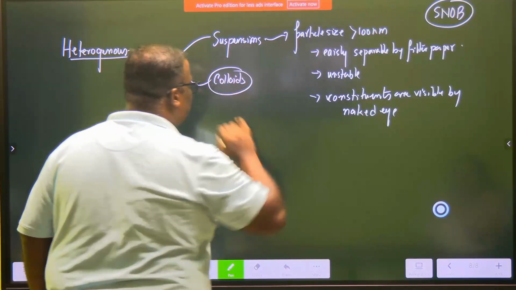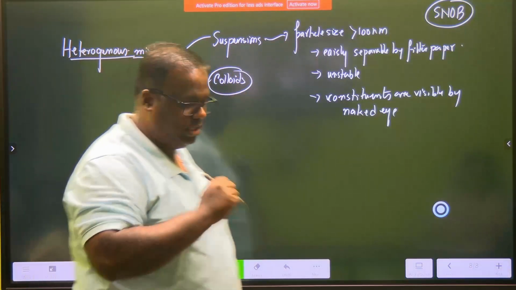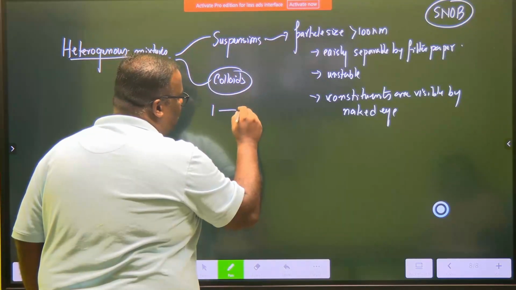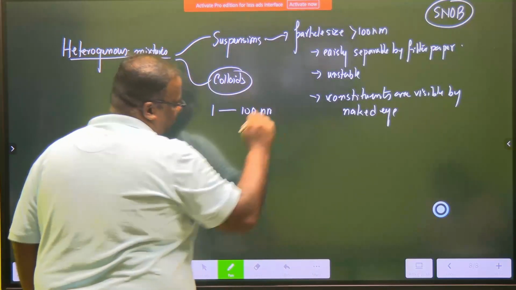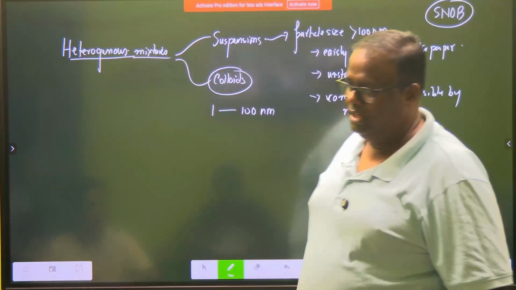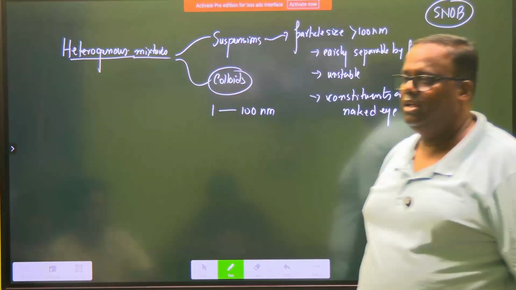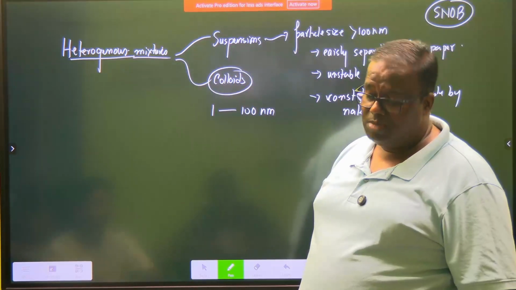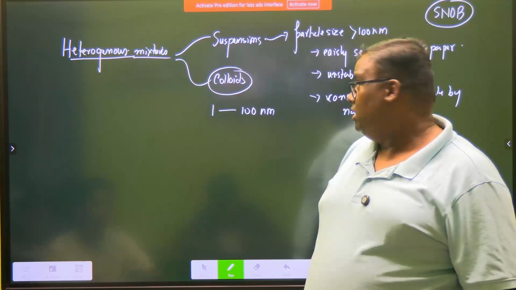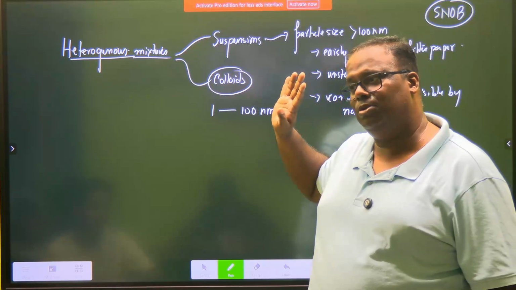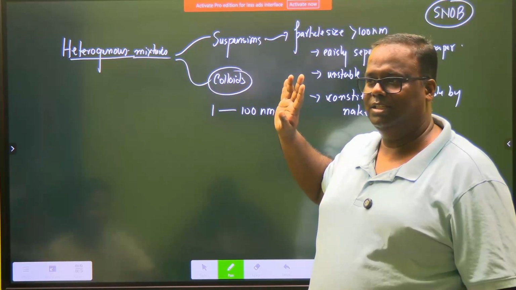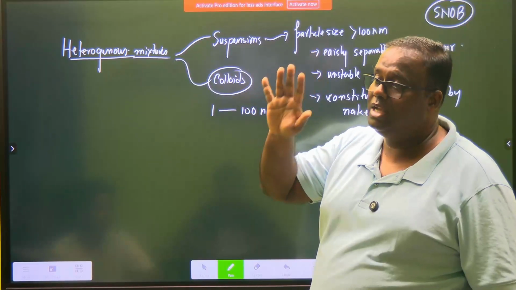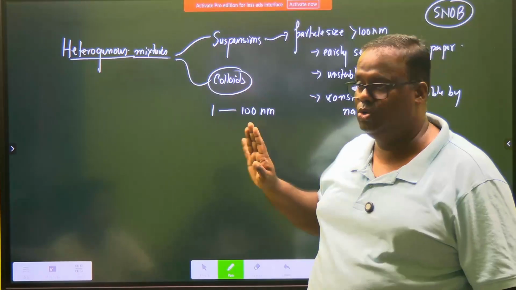Just a little bit of introduction; we will study this in more detail in the next class. Colloids. Colloids are very dicey. They are from 1 to 100 nanometer. Being 1 to 100, they will not be caught by the naked eye, and sometimes not even by a microscope. They will pass the filter paper also. But there is one test which they will fail, which will make you realize that they are not solutions.